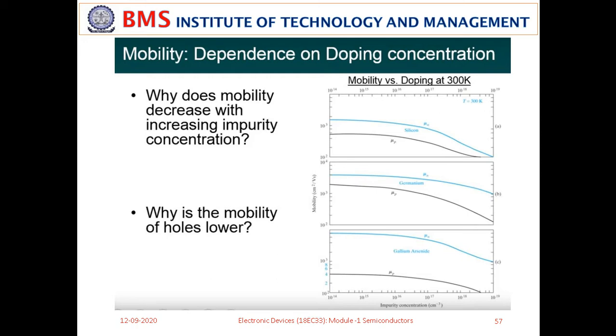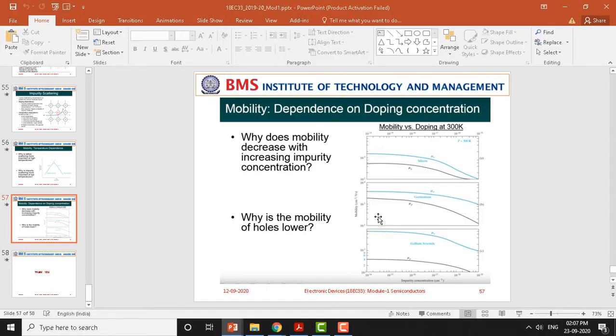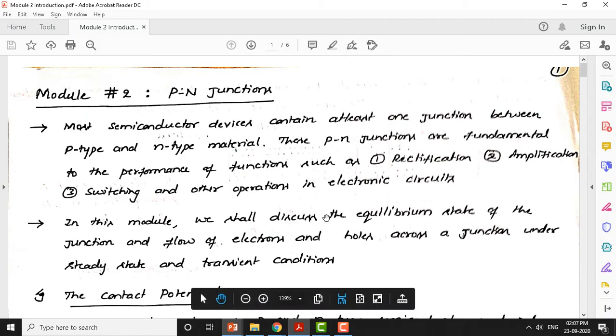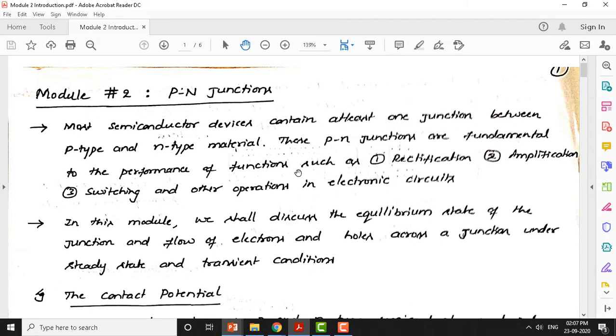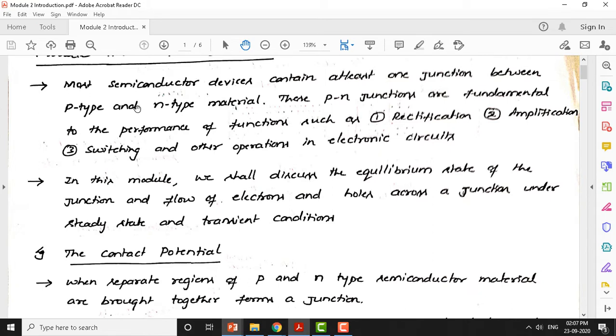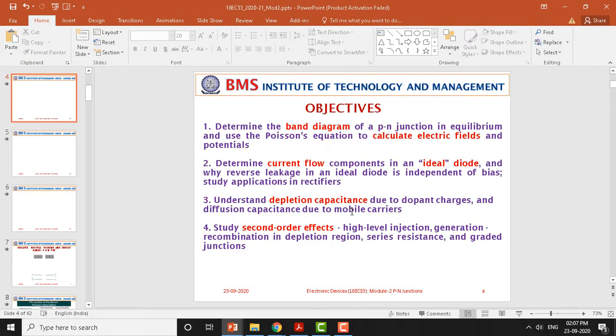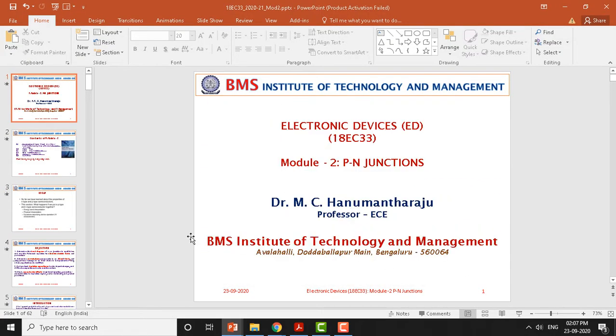Okay. Having said that, let us proceed to the next topic of today's class. We are going to commence with the PN junction. This is module 2. Module 2 is the PN junction. Let us go through each and every point of what we have planned to discuss here. Before that, let me show you the slide, the content of this module 2.